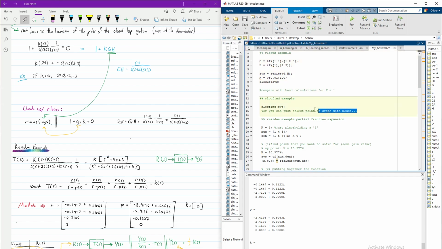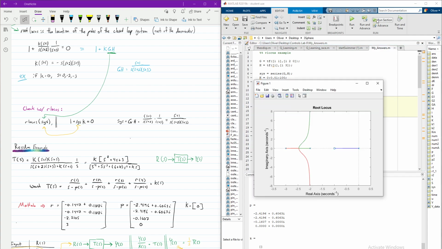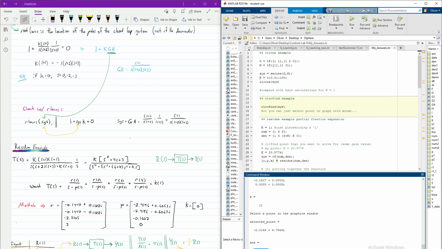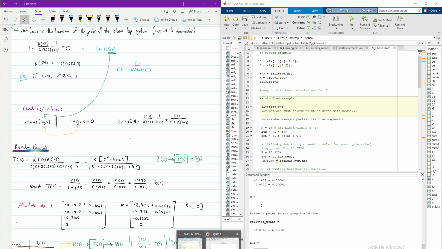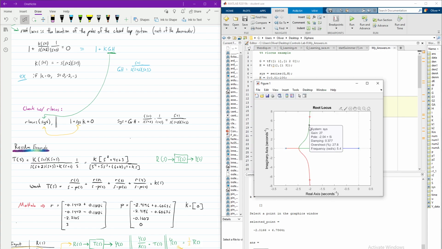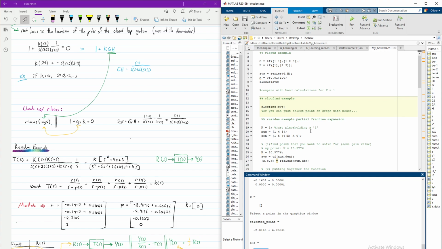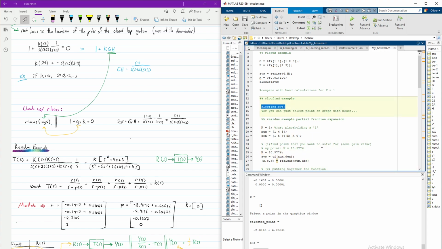Oh, wait, I'll also say one more thing. So the slide has this thing called rlocfind. You don't need to use that. What it does is it gives you some crosshairs. You can kind of snipe what point you want to look at, and it'll spit out the root and the frequency. But why do that when you can just drag this little point around, right? This is way better. So just ignore that, rlocfind.